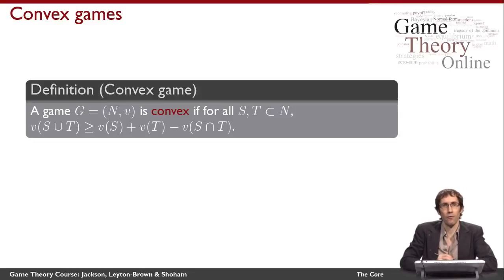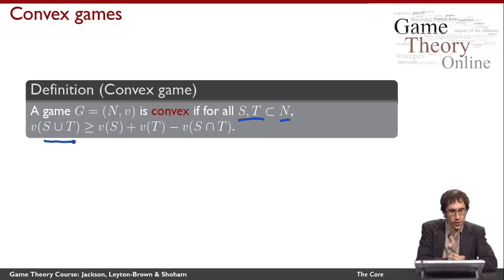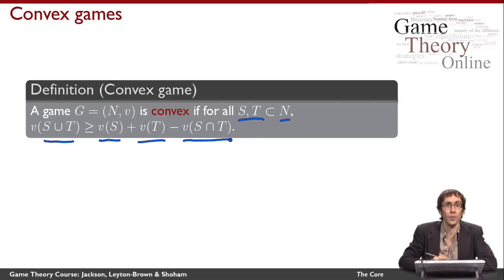Well, I'll define a convex game as follows. A game is convex if for all coalitions that are strict subsets of N, the value of the union of those two different coalitions is at least as big as the value that the first can achieve by itself, plus the amount the second could achieve by itself, minus the amount that the coalition in common between these two can achieve for itself.